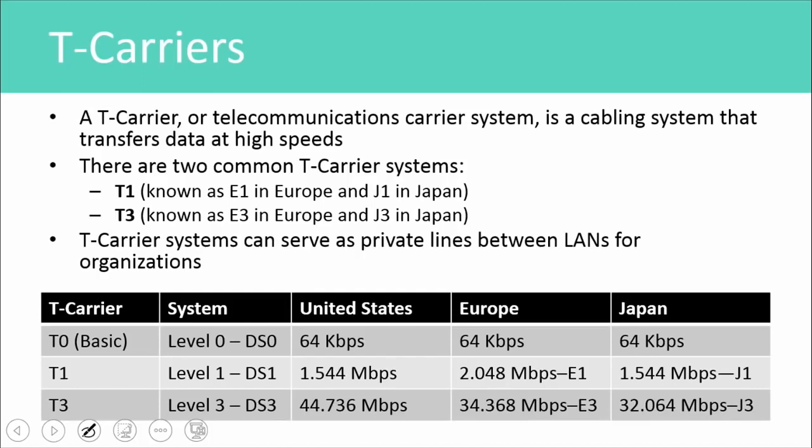So if you have a line lease from a T carrier, you're going to have some pretty high transfer speeds. There are two common carrier systems. There's T1, which is also known as E1 in Europe and J1 in Japan, and then T3, which is known as E3 in Europe and then J3 in Japan, respectively.